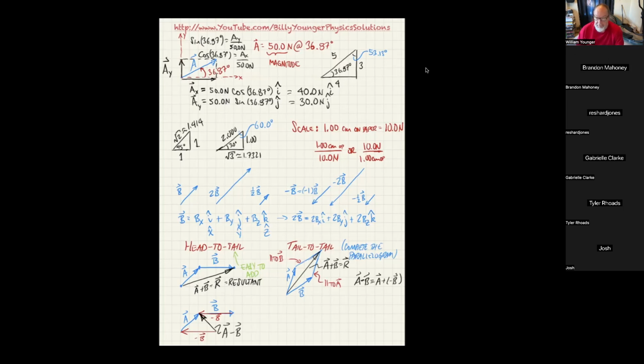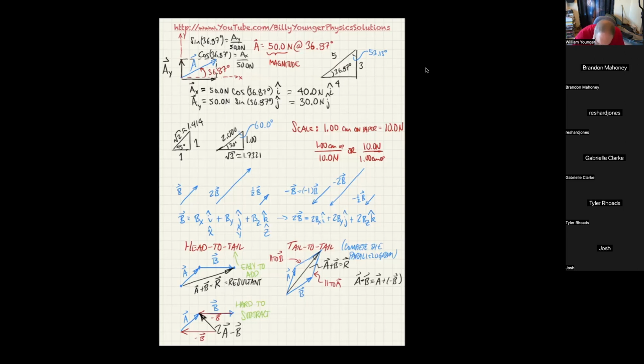Any questions on that? So in this case, you'd say hard to subtract, meaning you have multiple steps you have to do. Now let's look at when they're tail to tail.